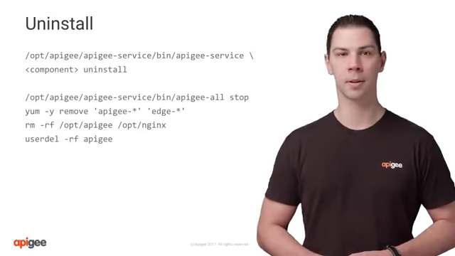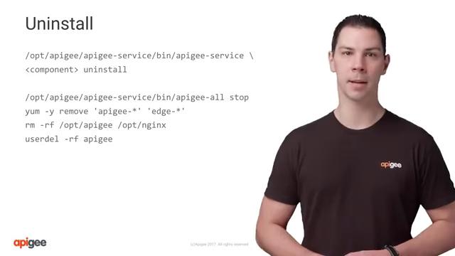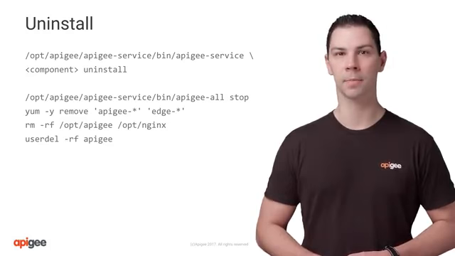If you ever need to uninstall a component, run apigee-service, then the component name, followed by the uninstall action. That will leave the local configuration and data for the service, but remove the binaries and scripts included in the RPM package.